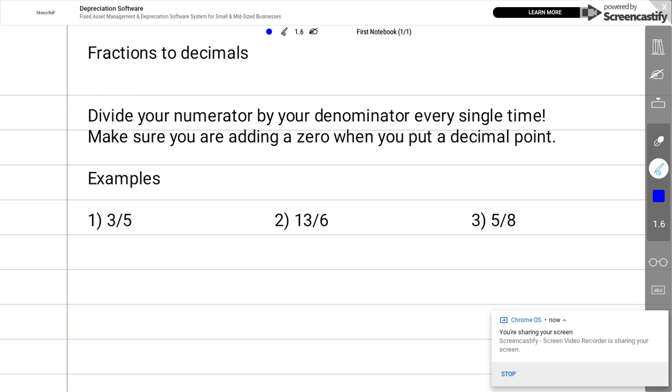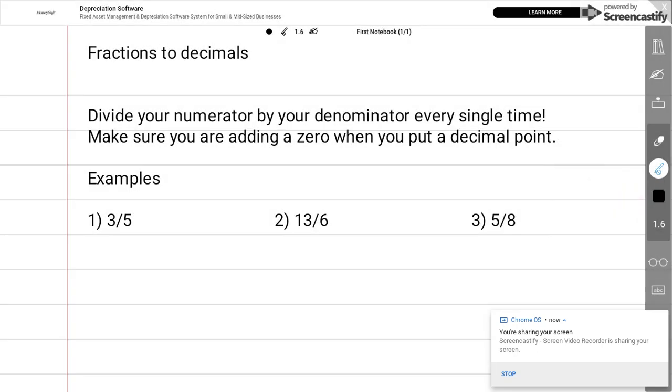Hey guys, welcome back. Today we're going to be talking about how to turn fractions into decimals. So you are always, from now until the end of time, going to divide your fractions top to bottom. So you're going to divide your numerator by your denominator. When we are dividing to make these decimals, we need to make sure that we are compensating for when we add a zero or a decimal place in our final answer.